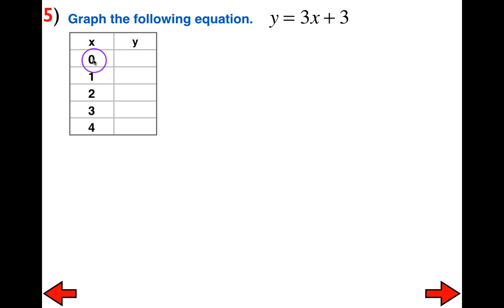Here, if x is 0, what is y? All you're really doing is, I'm just going to go ahead and rewrite this. Y equals 3 times the value of x plus 3. So for the very first one, if x is 0, what is y? Y would be 3 times 0 plus 3, which is 0 plus 3, which gives me 3. Okay, and so on.